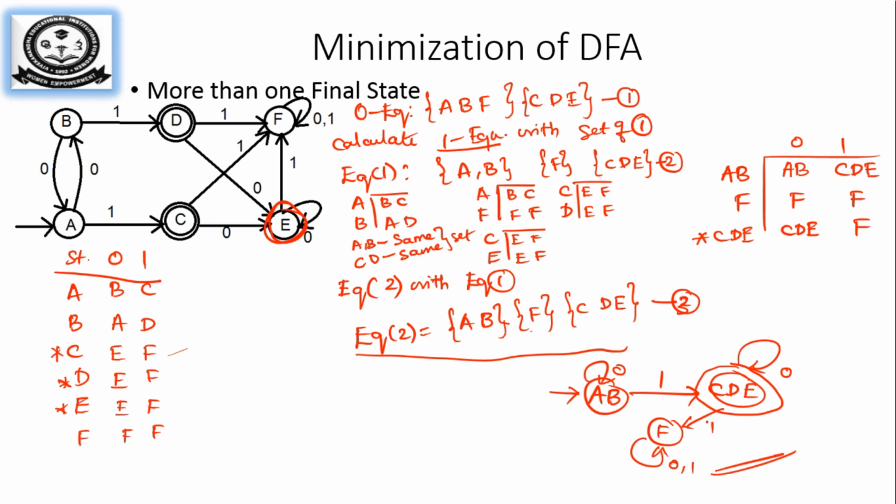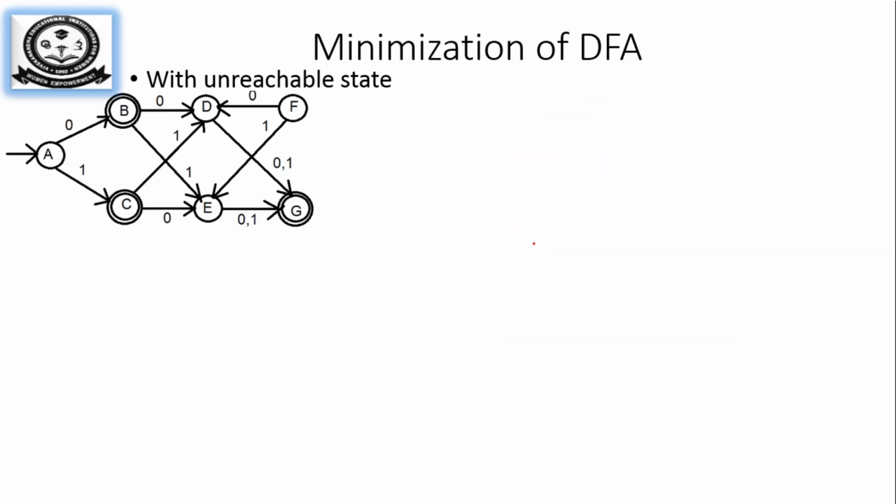So we will see the next example, which is having an unreachable state. So which is the unreachable state? You can see here F does not have any incoming state from this one. So you can remove this state and you can continue your process. So no need to calculate the F. So if you have any unreachable state in your DFA, you just remove it.